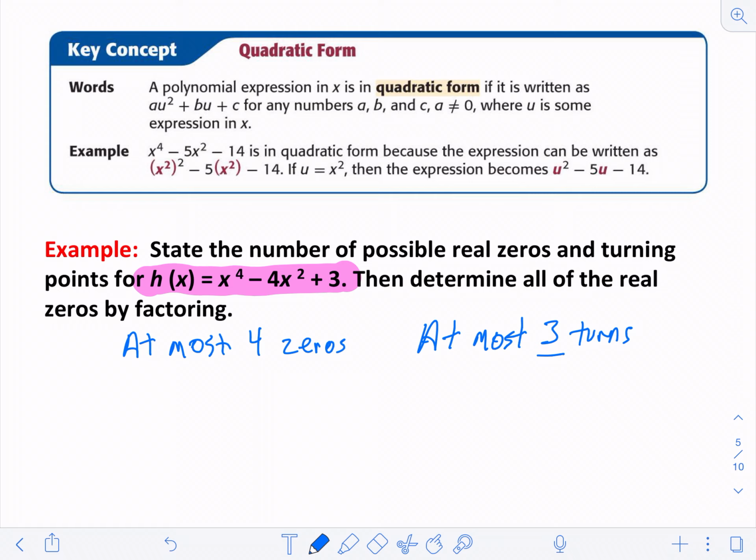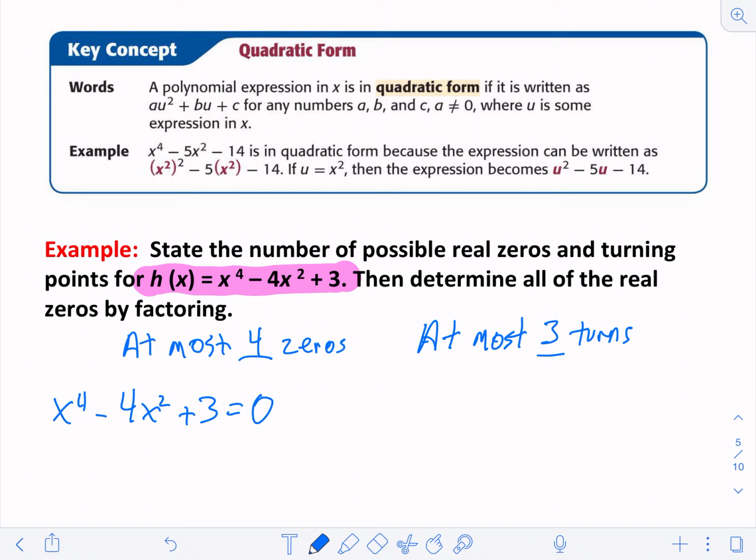But what are those zeros going to be? Well, we can determine what those zeros are by factoring, but this looks like a pretty hard problem to factor. x to the fourth minus 4x squared plus 3. In fact, if I set that equal to 0 in order to factor it, x to the fourth minus 4x squared plus 3 is equal to 0. The problem is it doesn't look really easy to factor. There's nothing I can pull out. It's not a quadratic polynomial, so I can't unfoil it. But actually, that's what we're going to do.